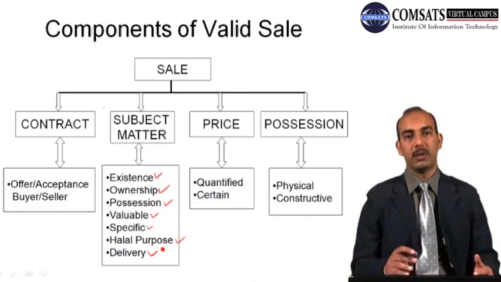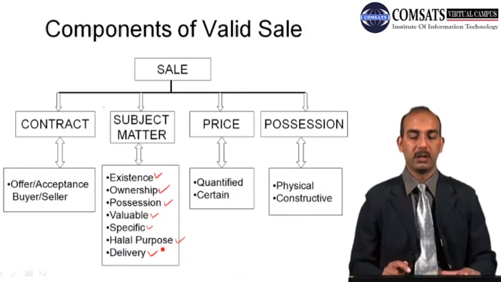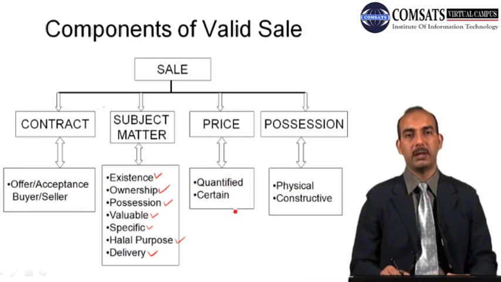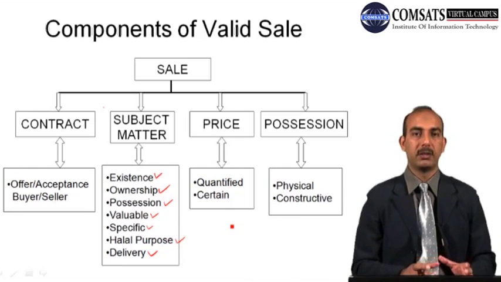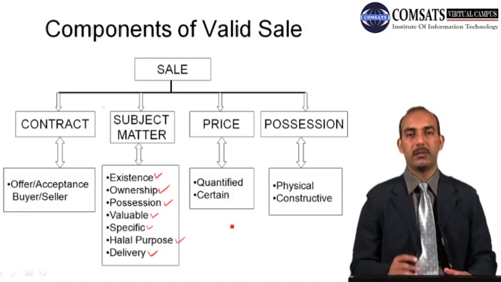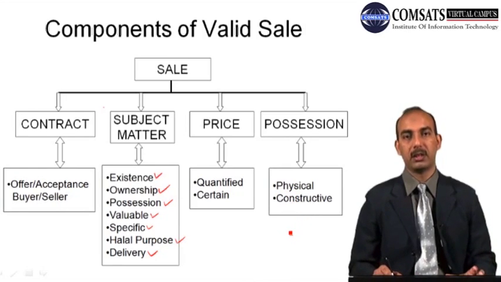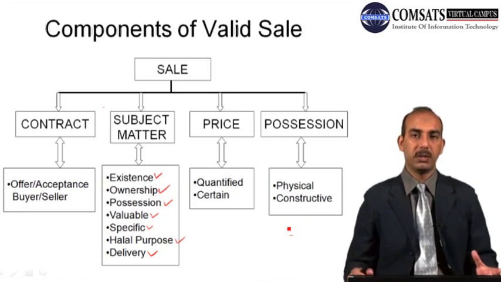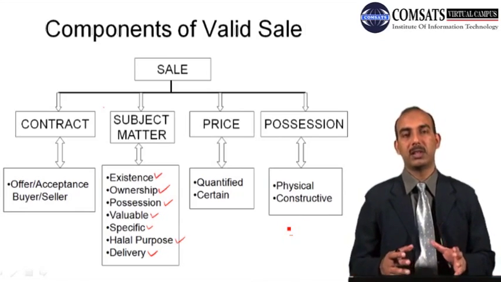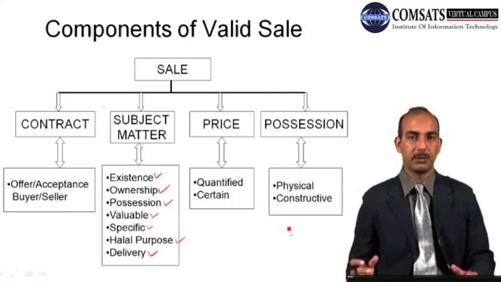And the delivery of assets, at the time of sale or in the future, must be clearly identified. It must be clearly agreed in the agreement. And the price must be quantified and certain. If it is related to weight, then per kilogram, or if it is number of units, then per unit. Everything must be clearly identified, and it must be quantified, and it must be certain. And the possession should be physical or constructive. So the seller must have the physical possession of the asset or the constructive possession of the asset. Constructive possession means the beneficial use. If somebody is going to sell the beneficial use of the asset or the services of any asset, then that value must be known and its price must be known.